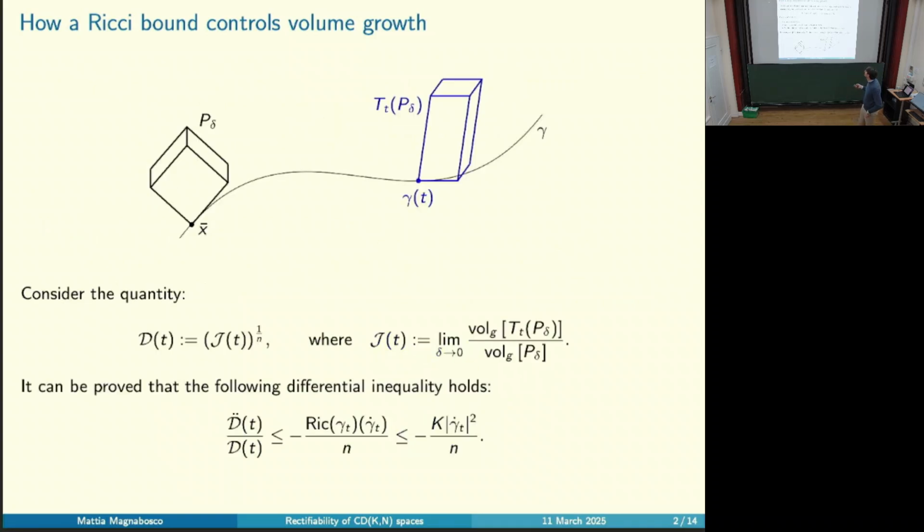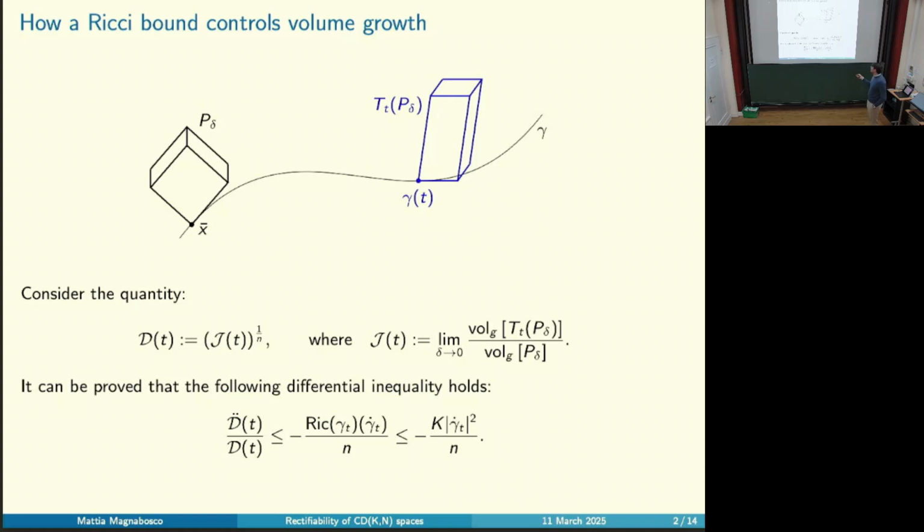And to do so, we will consider the quantity J_t, which is the infinitesimal volume distortion, and therefore it is the ratio between these two volumes as δ goes to 0. And for simplicity, we consider this quantity D, which is J to the power 1 over n, where n is the dimension of the manifold. And doing the explicit computation, we can actually prove that this differential inequality holds. And in particular, the volume distortion is controlled by the Ricci curvature tensor along the base curve γ.